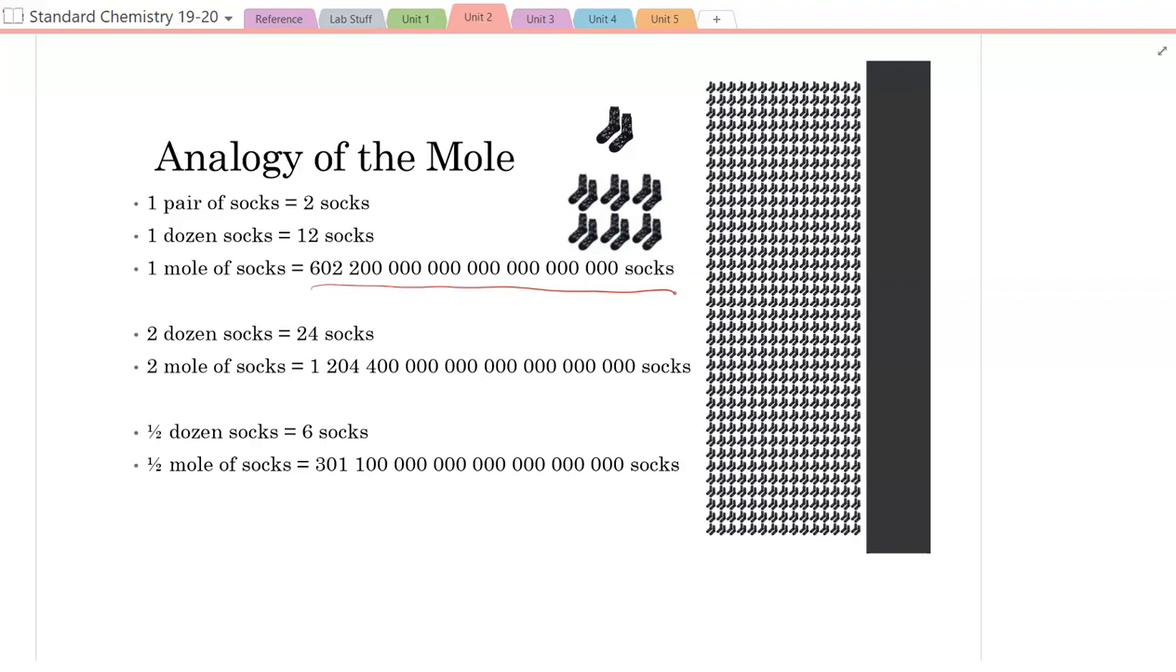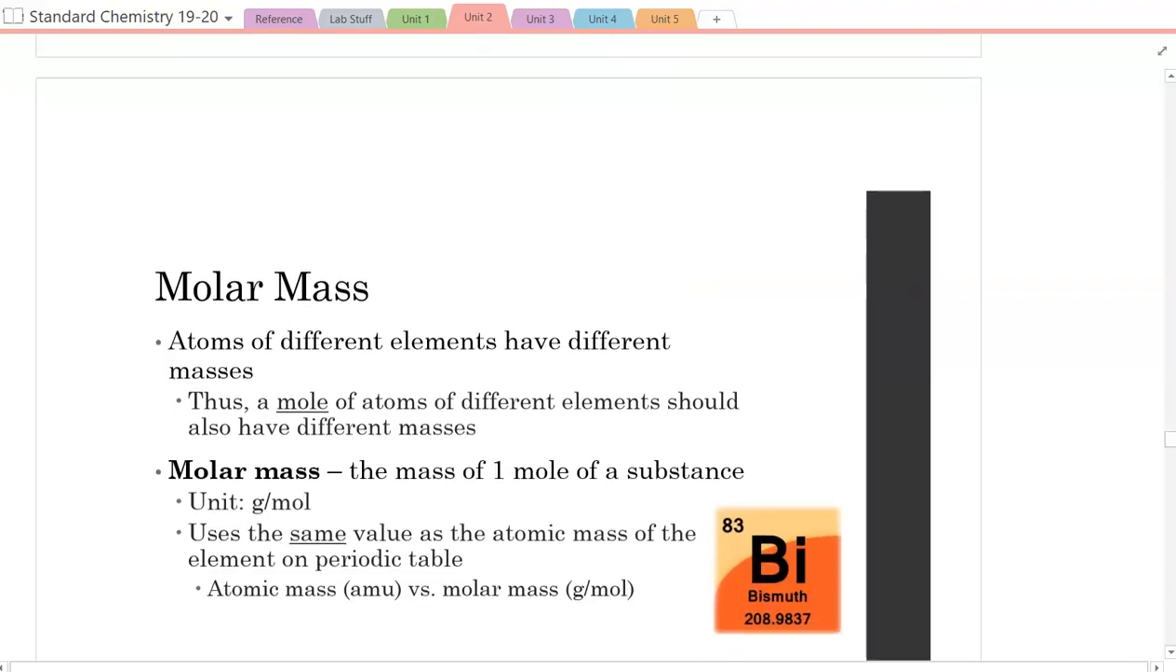You can also talk about 2 dozen socks, where that means 24 socks, without saying 24. You just say 2 dozen. Or you have 2 moles of socks, right? Or half a dozen socks and half a mole of socks. So they operate the same way. It's just that what the number is represented by is different, right? So dozen, 12; mole, lots.